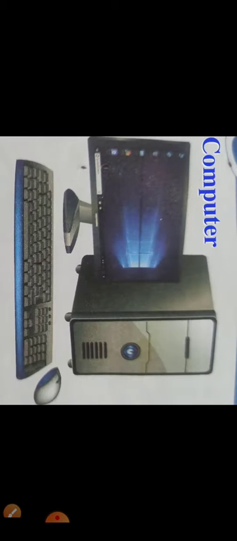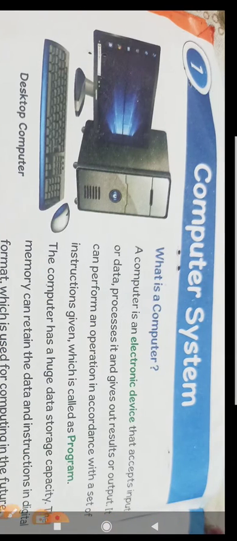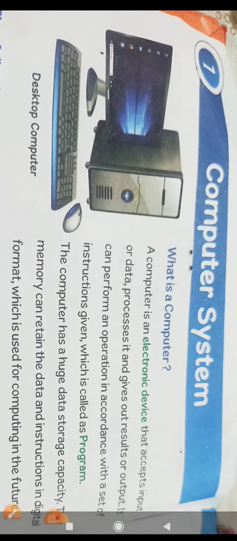So we will start with your lesson number 1, that is computer system. Now here you can look at the picture. Yes, anybody can guess? Yes, it is a computer with its four main parts, that is monitor, CPU, keyboard and mouse. Correct? Yes? Okay. Now see what is the definition of your computer.